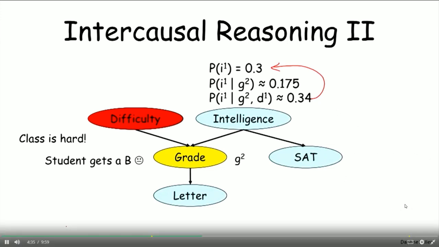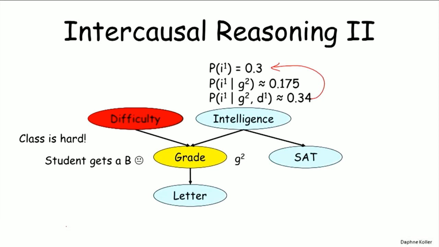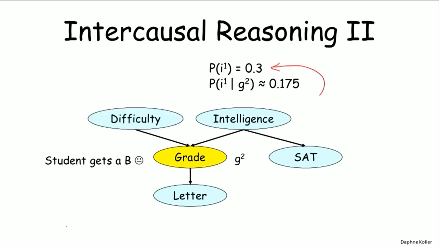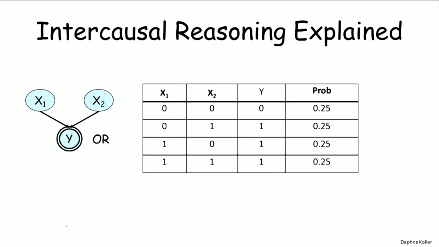So intercausal reasoning is a little hard to understand. It seems a little bit mysterious because after all, you look at difficulty, you look at intelligence, there's no edge between them. How would one cause affect another? So let's drill down into a concrete scenario, which is this one, just to really understand the mechanism. This is the purest form of intercausal reasoning.